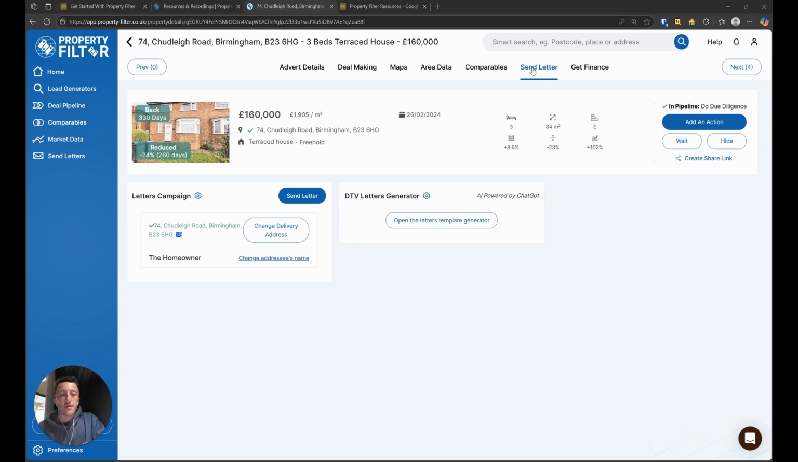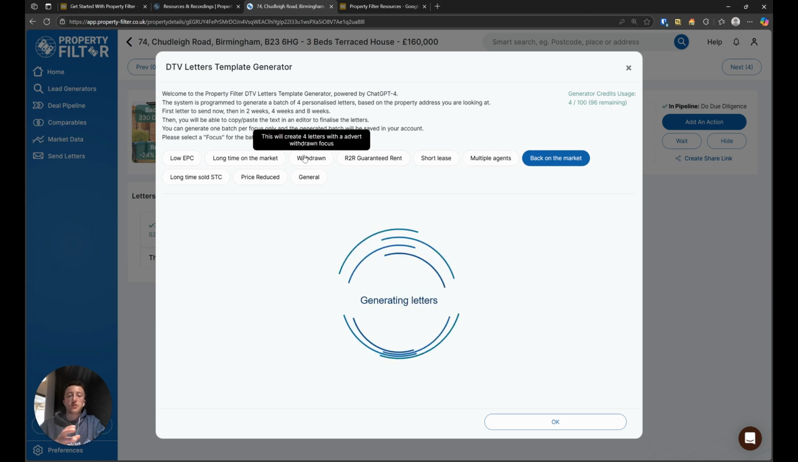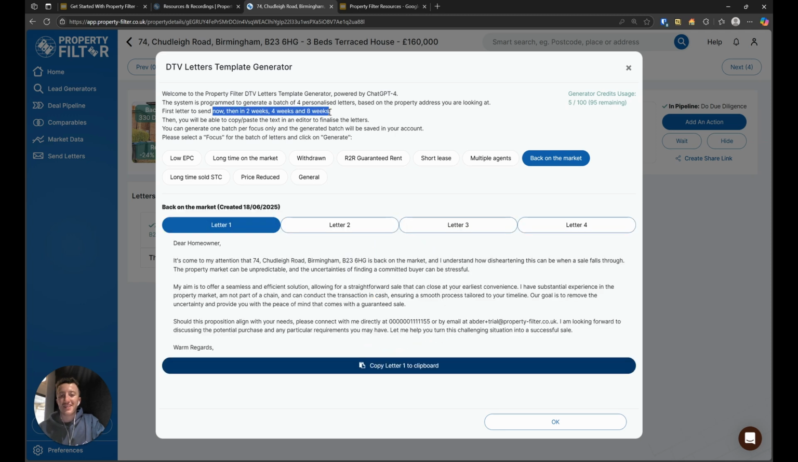Now I'm on the Send Letters tab, and in here this is how you can send letters to vendors. You've got a number of different templates just here. Let's say in this instance I'm going to select back on the market, and I'm going to press generate, and what this is doing, it's got an integration with ChatGPT, and it's creating 4 professionally engineered succinct letters, one that you can send now, in 2 weeks, in 4 weeks, and 8 weeks.